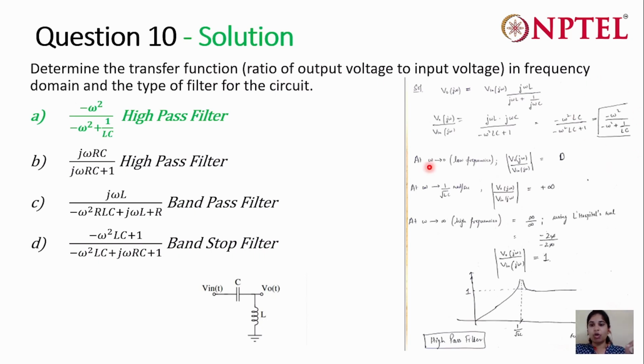If I see what happens for lower values, it is 0. For omega tending to 1 by root LC, this expression is tending to infinity. And when omega tends to infinity, by applying the L'Hopital rule, I am getting the value 1. So again the magnitude response is 1 only for higher frequencies. So this is again a high pass filter.